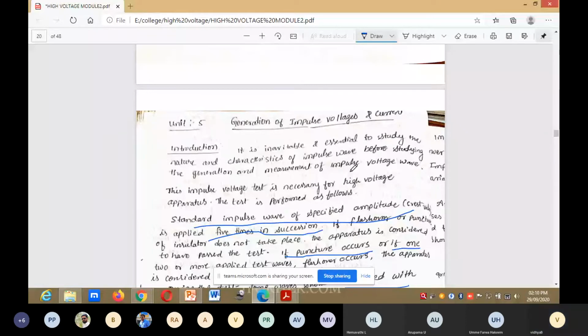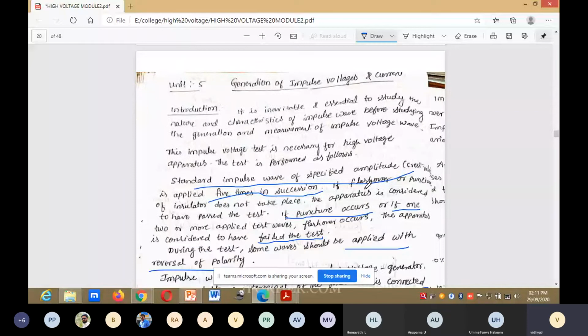The procedure for that is: a standard impulse wave of specified amplitude is applied. We apply the standard impulse wave of specified amplitude 5 times in succession. If flashover or puncture of insulator does not take place, then the apparatus is considered as having passed the test.